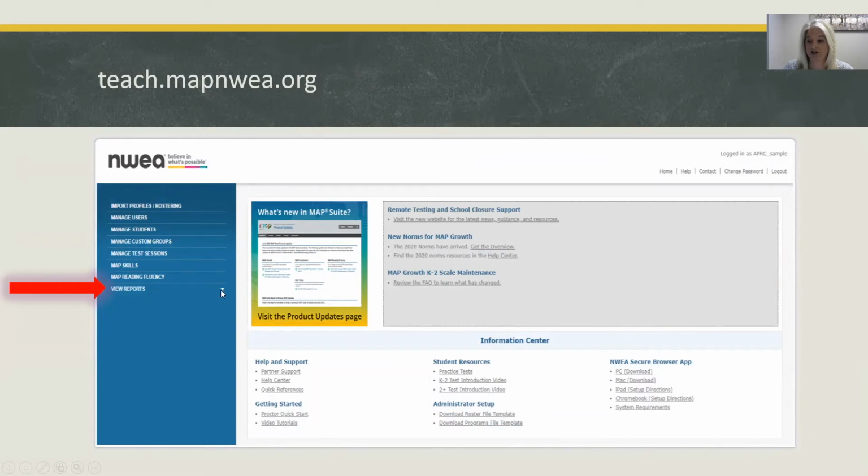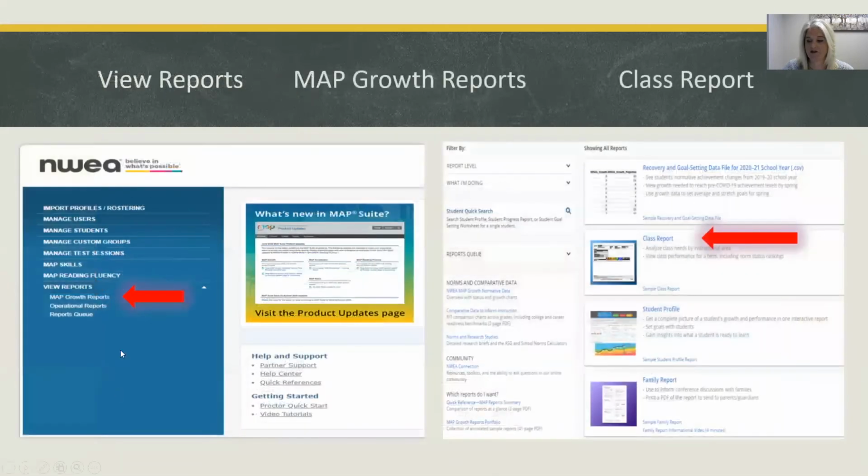And I hope you notice that there's a drop-down arrow, because when you click on view reports, you get some options. You can go to map growth reports, operational reports, or reports key. We're going to go to map growth reports. When we click on the map growth reports, we will all of a sudden have these little thumbnail pictures of reports that we can pull along with the report name. You're going to click on the word class report. This is the report we're going to focus on today to see how we can use this and the information that we have available.